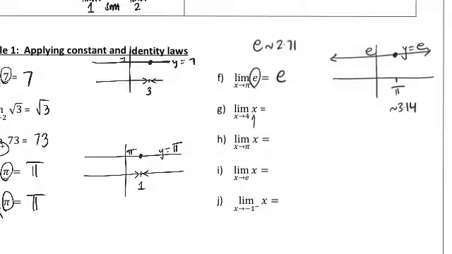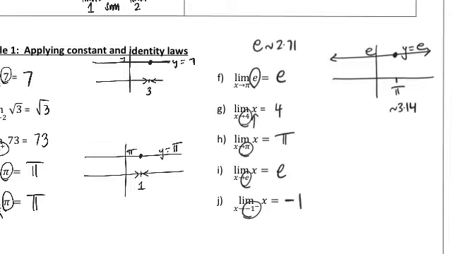Now here we're using the identity law, the limit of x as x approaches 4. Well, you can also just do direct substitution. Plug the arrow number in there and you get 4 for the identity law. Here we're going to plug the arrow number in and we get pi. Here we're going to plug it in and we get e. Here, remember, one-sided limits, the same laws apply. So the limit of x as x approaches -1 from the left is just -1.